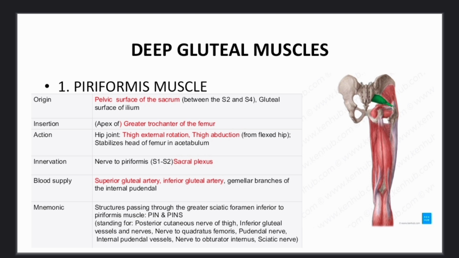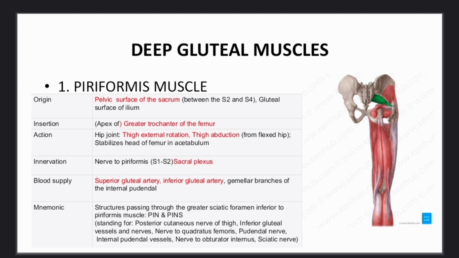Its origin: the pelvic surface of the sacrum and the gluteal surface of the ilium. Insertion: it inserts into the superior border of the greater trochanter of the femur. Nerve supply: the piriformis muscle is supplied by the nerve to piriformis arising from the sacral plexus S1 to S2, and blood supply is provided by the superior gluteal artery and inferior gluteal artery.